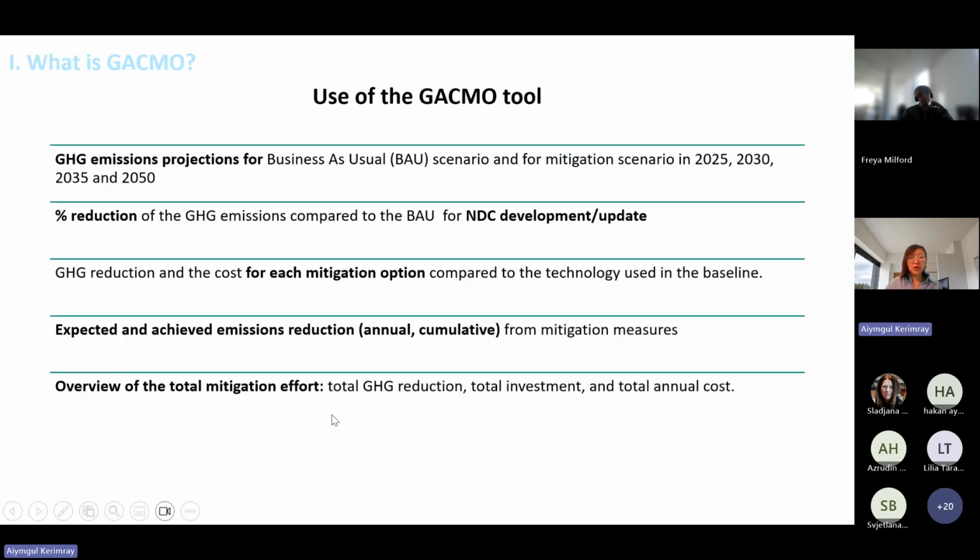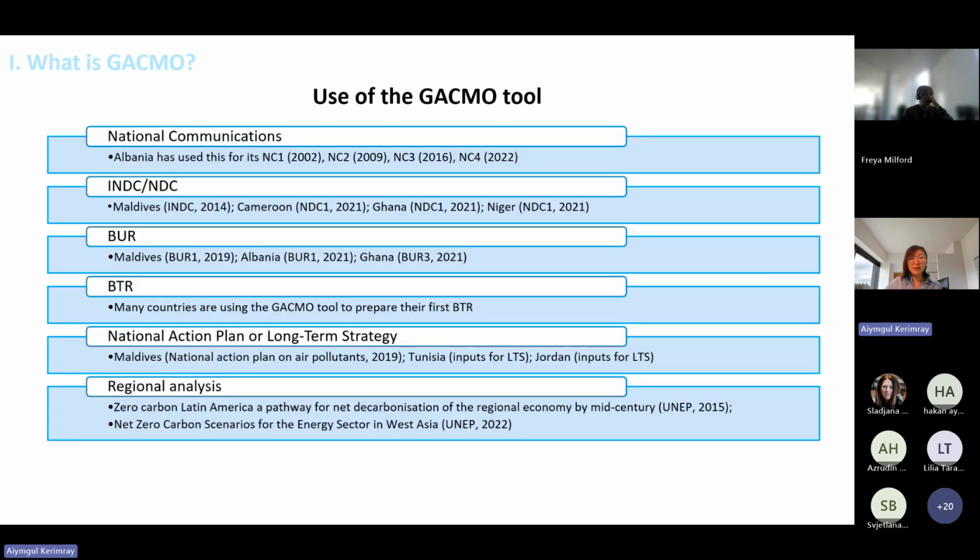GASMO can be used for development of a BAU scenario and a mitigation scenario. So there are two scenarios that can be developed with the GASMO tool. It is possible to add a third scenario, but another additional GASMO file should be created. And it can be used to estimate expected and achieved emission reduction from mitigation policies and measures.